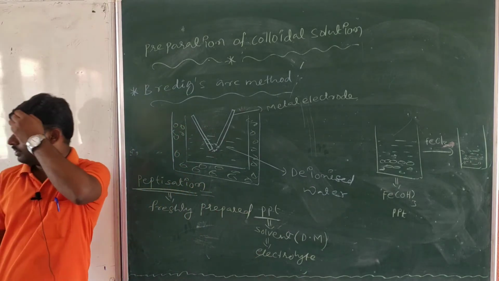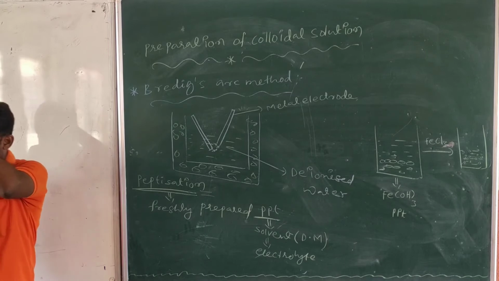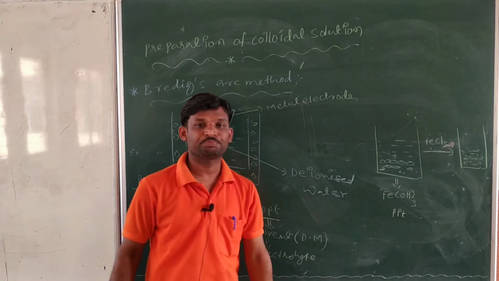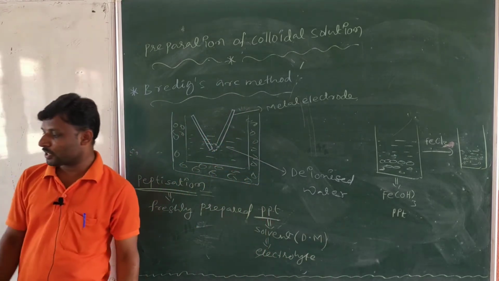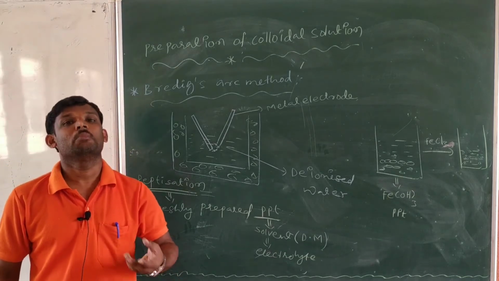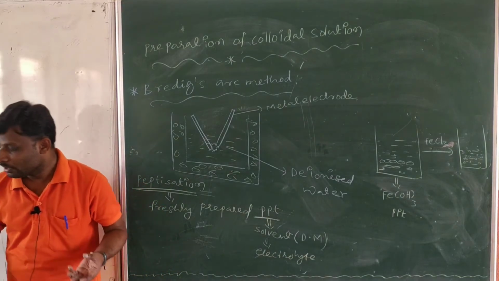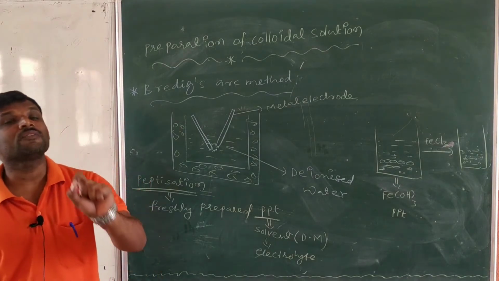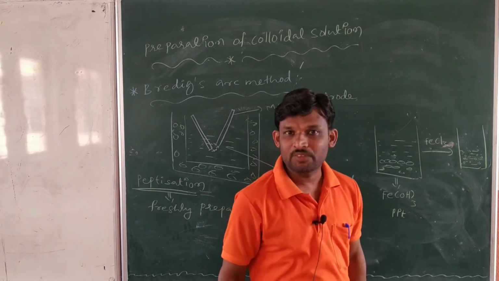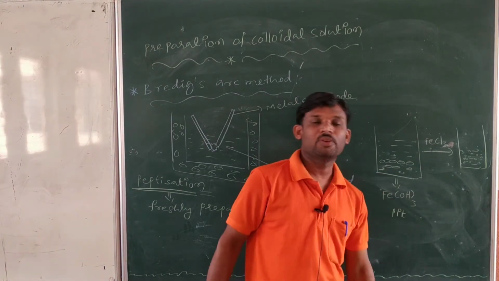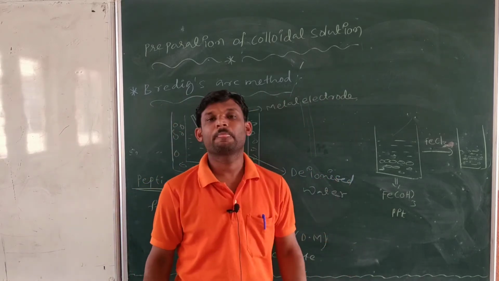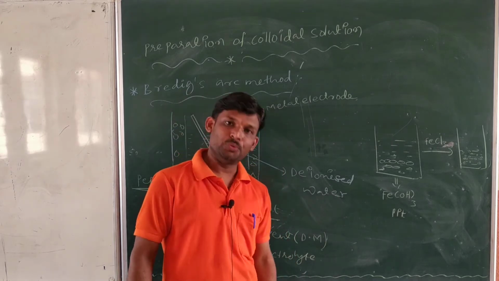Generally, peptidization is nothing but the process of converting freshly prepared precipitate into colloidal solution by shaking with dispersion medium in the presence of a small amount of electrolyte. That electrolyte is the FeCl3 we used while preparing the ferric hydroxide sol, the ferric hydroxide colloidal solution.